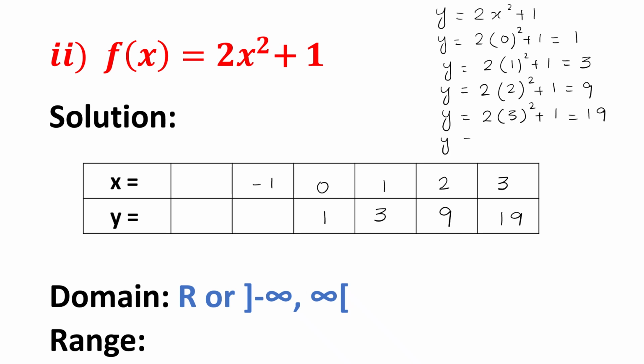At x equals negative 1, we have 2 into negative 1 whole square plus 1, that is positive 3. At x equals negative 2, we have y equals 2 into negative 2 whole square plus 1, and the answer is 9.